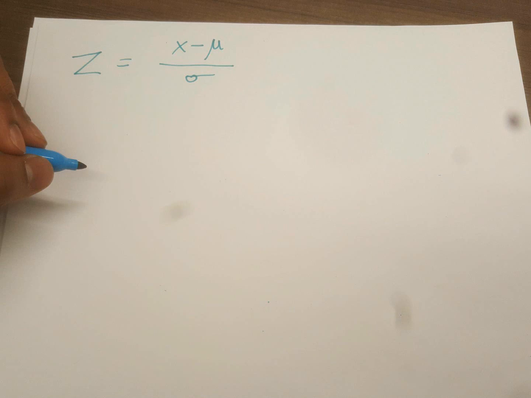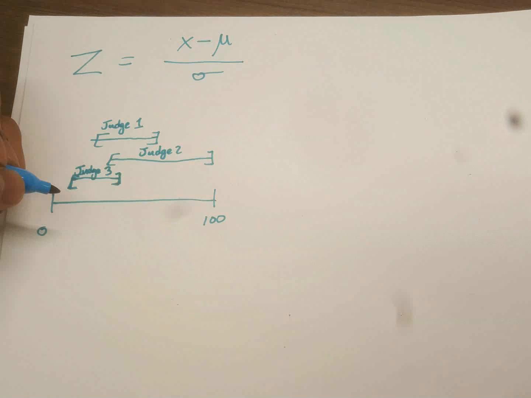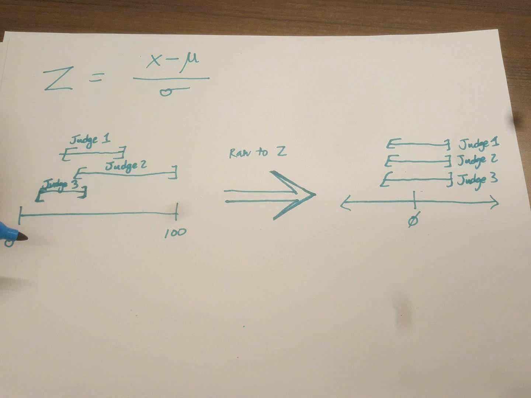So there you have it, the conversion from raw scores to z-scores. You make the average equal to 0 so it's understood from the beginning, and you divide by the standard deviation so each judge has equal power.